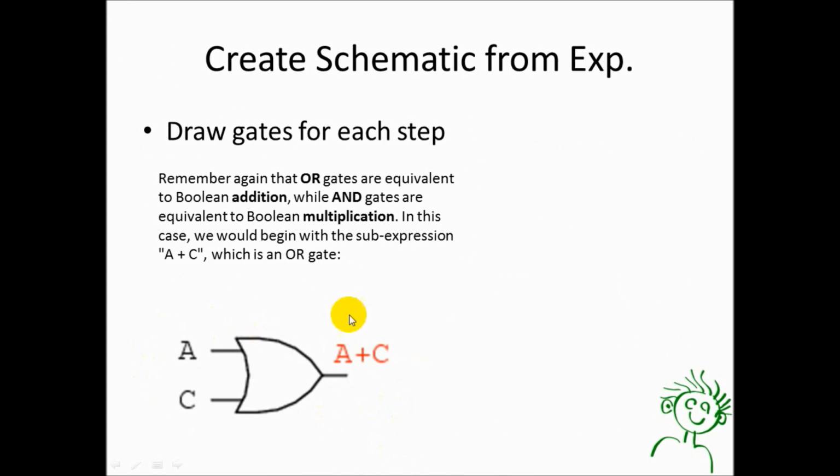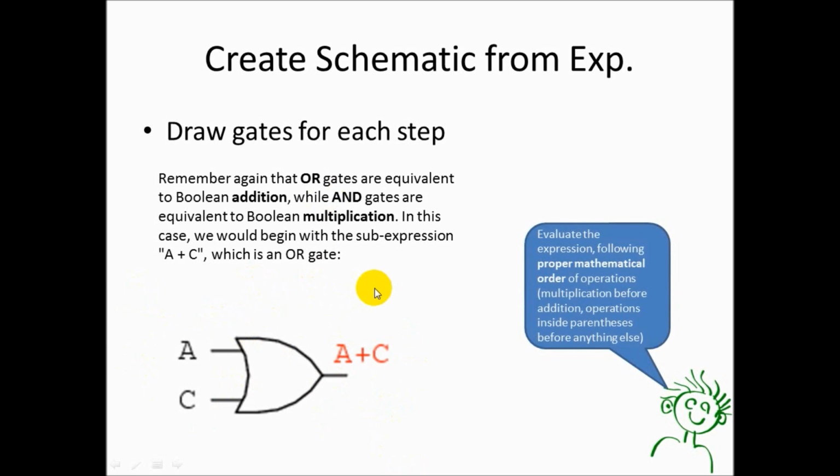This is it. Okay? So draw gates for each step. Well, this is the start of it. So this is step 1. And he says, evaluate the expression following proper mathematical order of operations. Multiplication before addition, operations inside parentheses before anything else. Remember again that the OR gates are equivalent to addition and multiplication. So this is like saying A plus C.